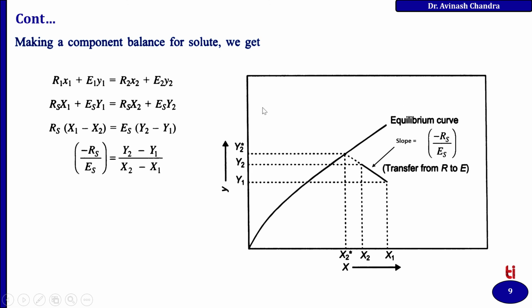So this is represented in the equilibrium curve also. Since this is the transfer from R to E, the line will come below this particular equilibrium curve. So the slope will be minus RS upon ES. This is the initial position, this is the final position, and this is the equilibrium value. Similarly, this is the initial position, this is the final position, and this is the equilibrium value.